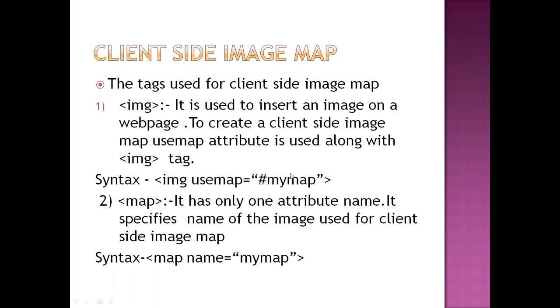This is the use of map and img. The img tag is used to insert the image on a web page, and to create a client-side image map, the usemap attribute is used. You can write it as img usemap equal to hash mymap. And map has only one attribute, name. It specifies the name of the image map for client-side image map. How to write: map name equal to the map name. Revise it.